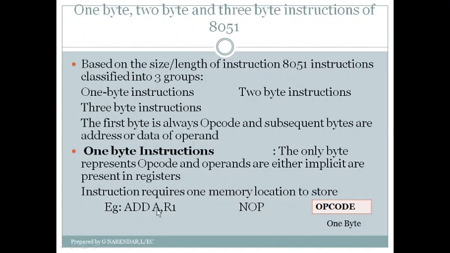So that means the data on which the addition operation is to be performed is stored in register A, and one more data is stored in register R1. We mentioned the names of the registers in the operand part, so it doesn't take any memory, but only the opcode ADD takes 1 byte of memory. So I can say that the total instruction size is 1 byte only.